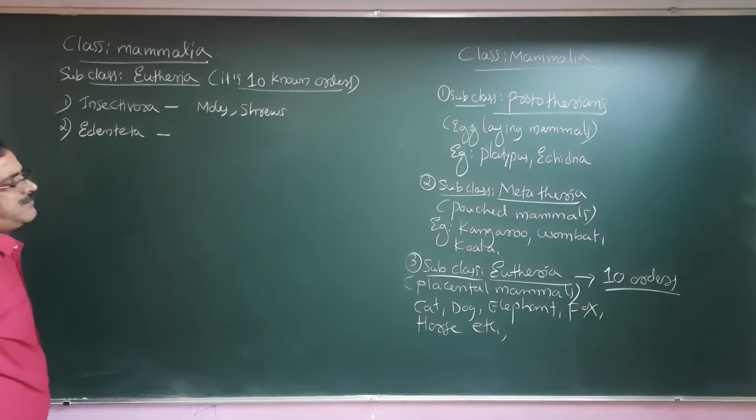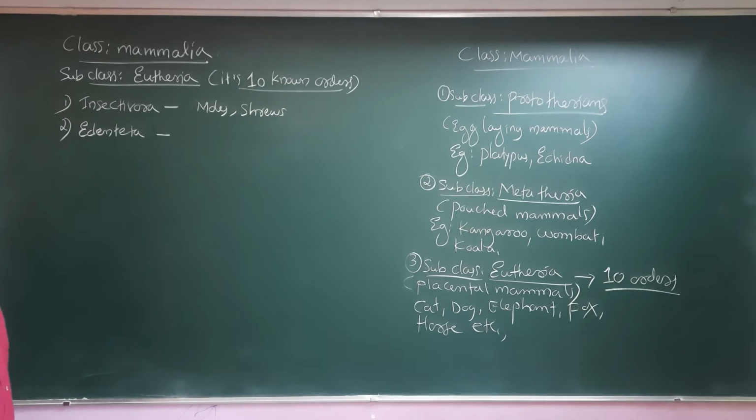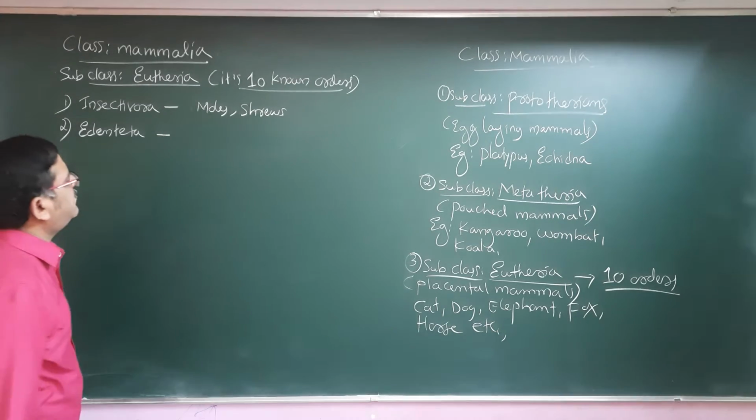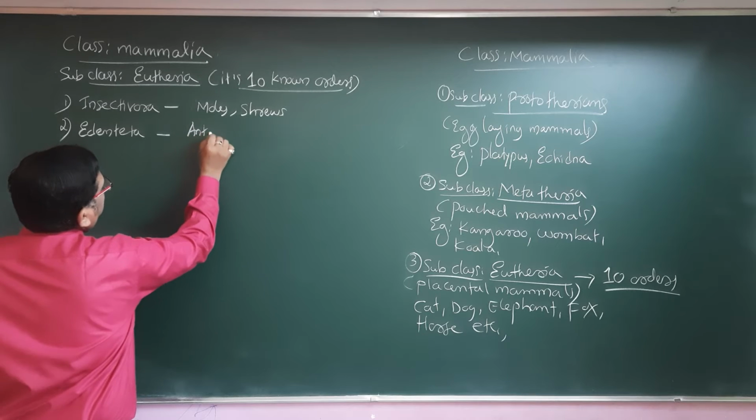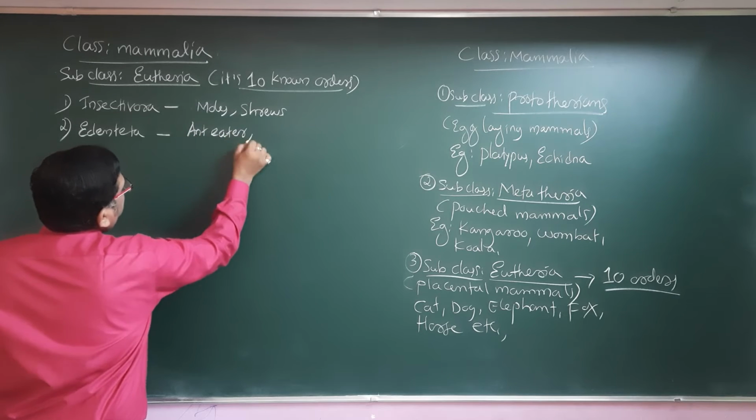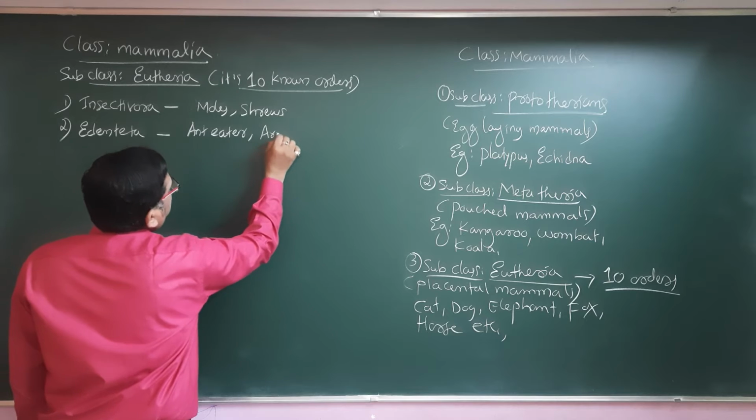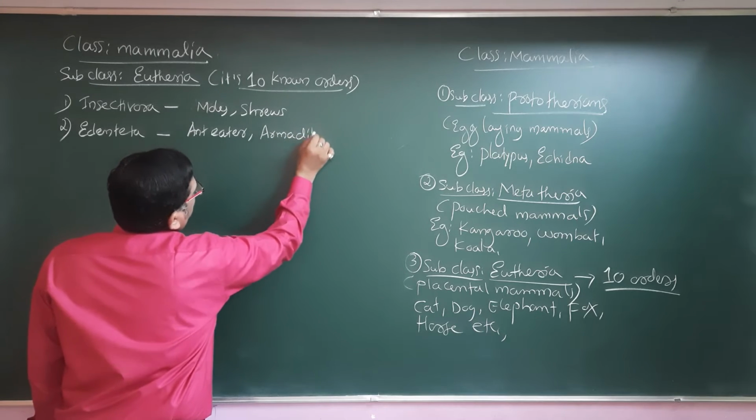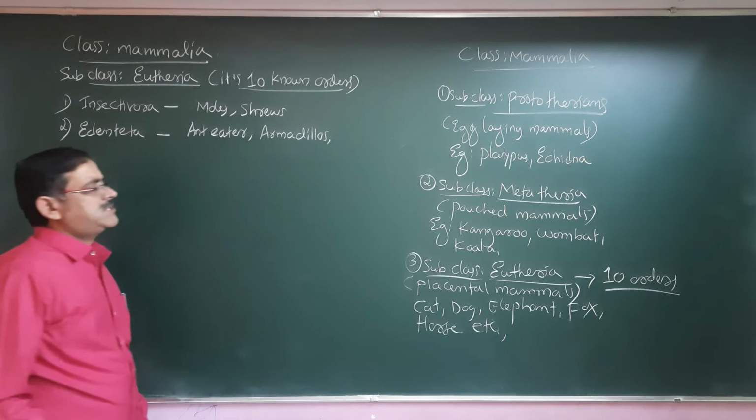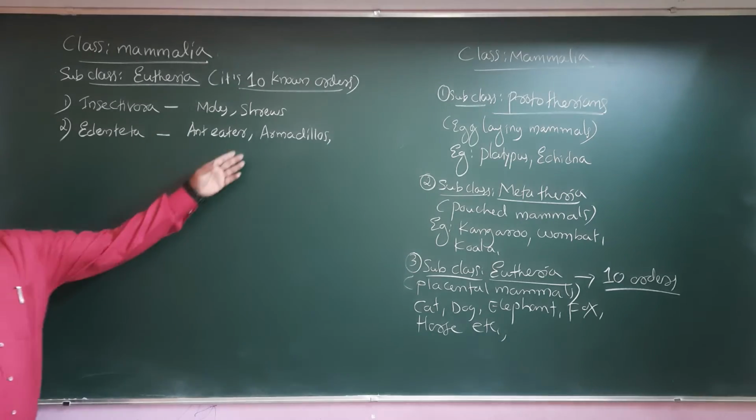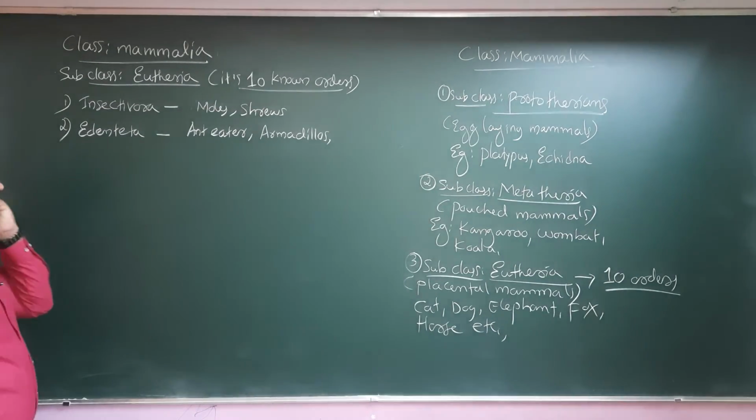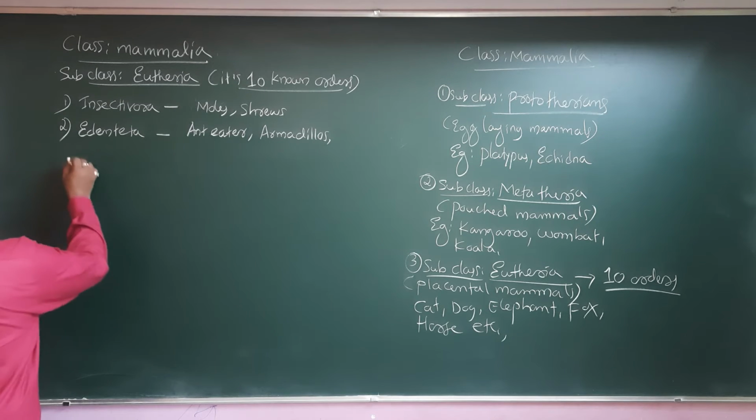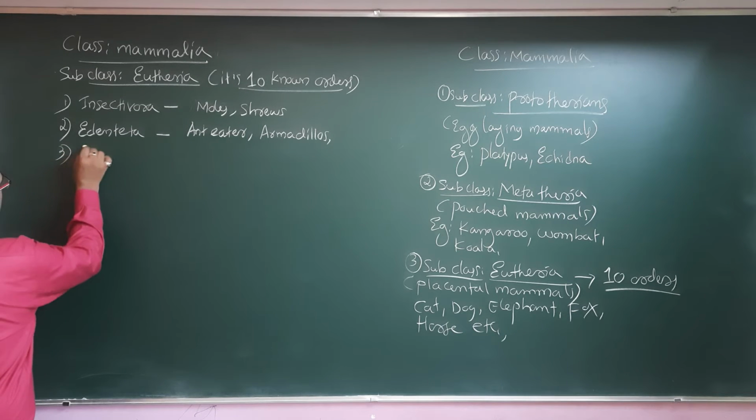Edentata means they don't have teeth. They have a long snout and a tube-like tongue, so they are mainly anteaters, as well as armadillos. Armadillos have a shell, or a cover, on their body. And then, number 3, order Rodentia.